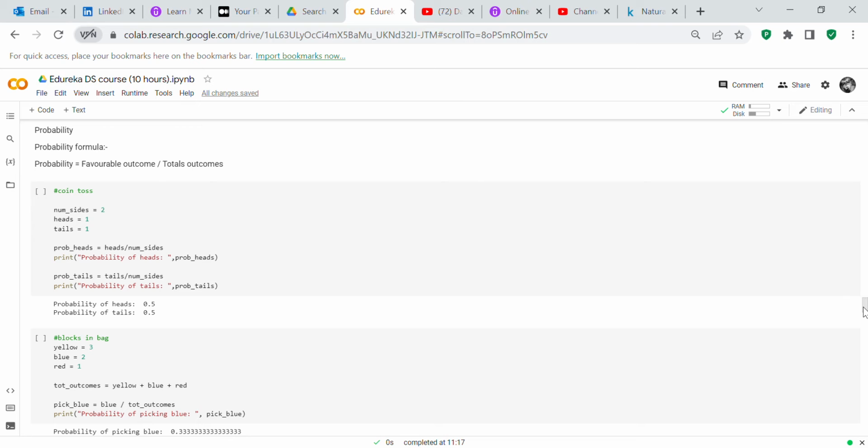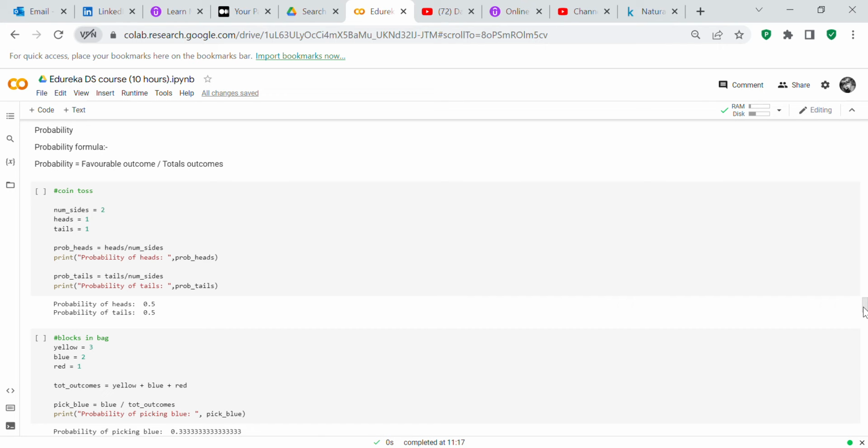It's Crystal here. I'm just here because I wanted to give you another code review. And this code review is on how to calculate probability using Python. So basically, the formula for probability is probability equals favorable outcomes over total outcomes. And I'm going to give you a few examples of how to predict probability.